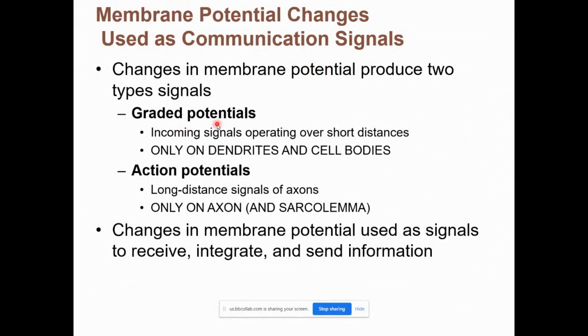All right, so graded potentials just work over short distances, and this is the electrical impulse that happens on dendrites and cell bodies. But when you get to the axon hillock, that's when an action potential could be generated. So action potentials are long distance signals. They're all or nothing. They either happen or they don't. And they're only on axons, right? They start at the axon hillock and they end at the axon terminal.